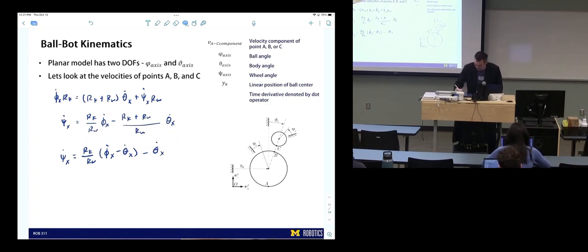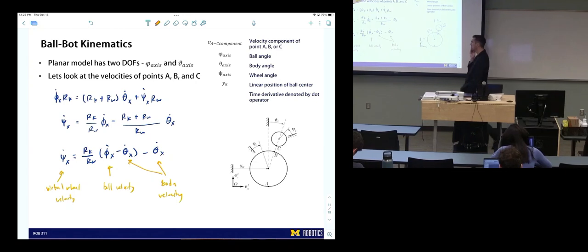Okay, so this is our virtual wheel velocity. That's our ball velocity. That's our body velocity. So you say body velocity, is that the speed at which it would be moving like on the XY grid, or is that like how the small ball is moving in relation to the big ball? Yeah, this is the body, it's pulling this, it's this angle.